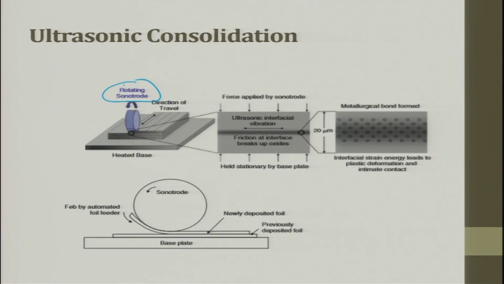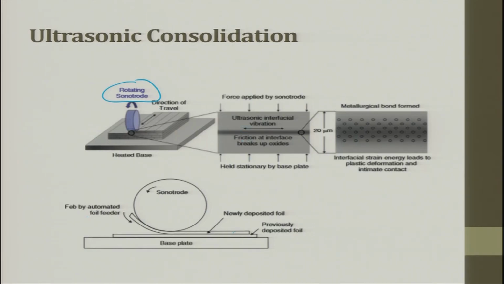So, here if you see, this is a heated base, this is how the object is getting built, and here is a rotating sonotron. It is a drum which goes from this to this. So, it tries to consolidate. When you see the side view, a sonotron goes, fed by an automatic foil feeder. These two are cladded together by this sonotron. This will be the force which is getting applied. This will be one layer, this will be the other layer. The vibration is given in this direction.